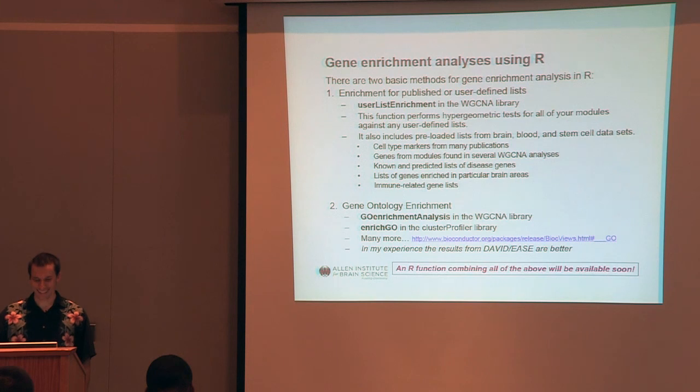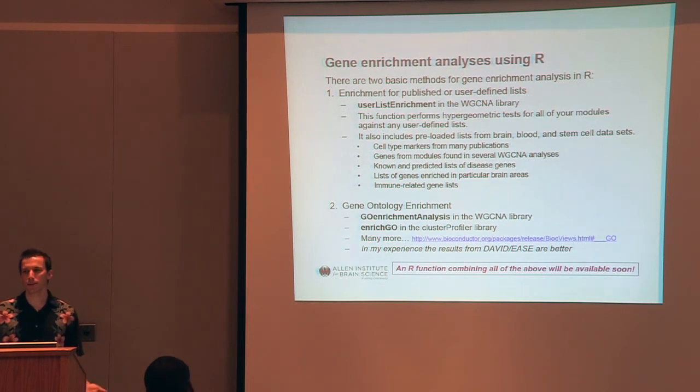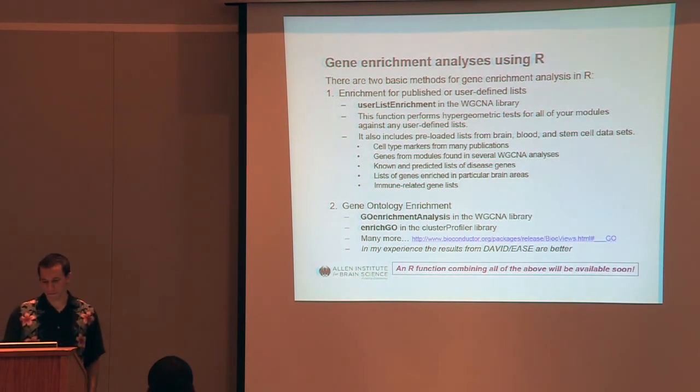For user list enrichment. The other type of enrichment analysis you can do is gene ontology enrichment. There's a GO enrichment analysis function in the WGCNA library, and enrichGO in the clusterProfiler library, and there are about 20 other ones that you can find on Bioconductor. But in my experience, the results that you get from functions outside of R, like DAVID or EASE directly, tend to be better than any of these R ones that I've looked at, at least. And I should also point out that there is in the works an R function combining all of the above that will hopefully be available soon.